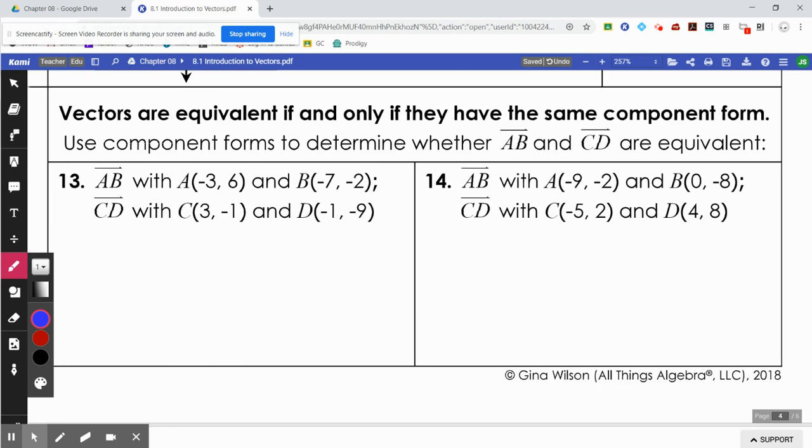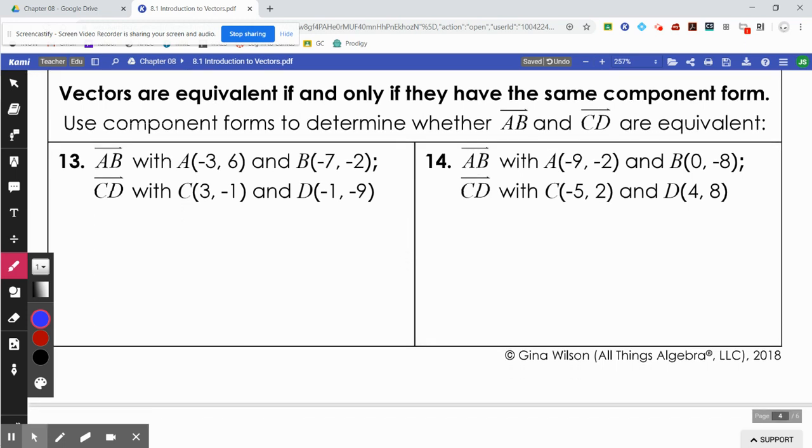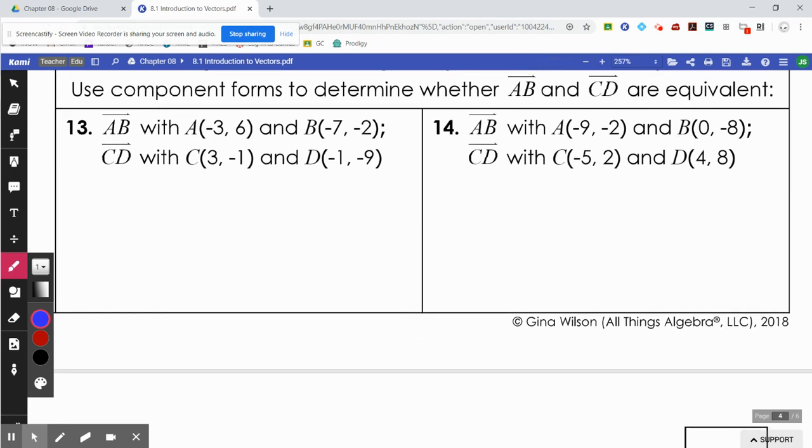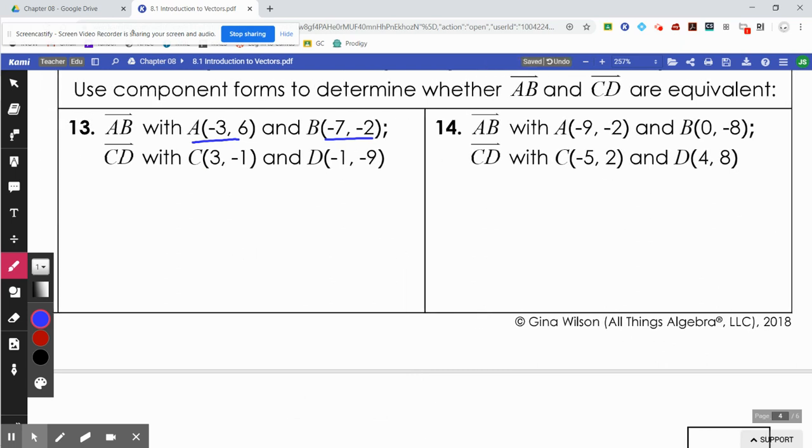Next up, we're going to be talking a little bit more about equivalent vectors. It says vectors are equivalent if and only if, again, they have the same component form. They have the same direction, the same magnitude. So if they're written in component form, they would have to have identical component forms. So use component forms to determine if these are equivalent. So all we're doing here is we're going to write each of these in component form. So let's start with AB. And let's do, again, x minus x, y minus y, -7 minus -3, that'd be -4. -2 minus 6, that'd be -8. That would be vector AB.